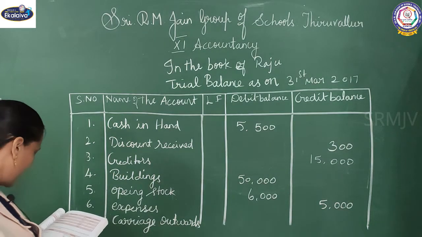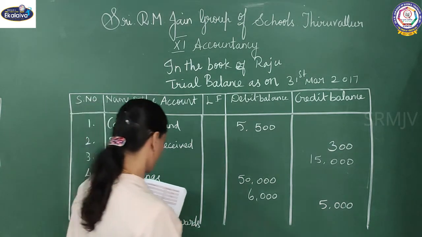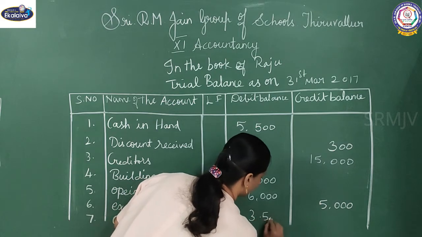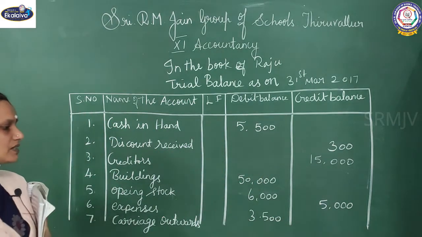Carriage outwards, it is also an expense. So how much? 3,500. Okay, copy this, children.